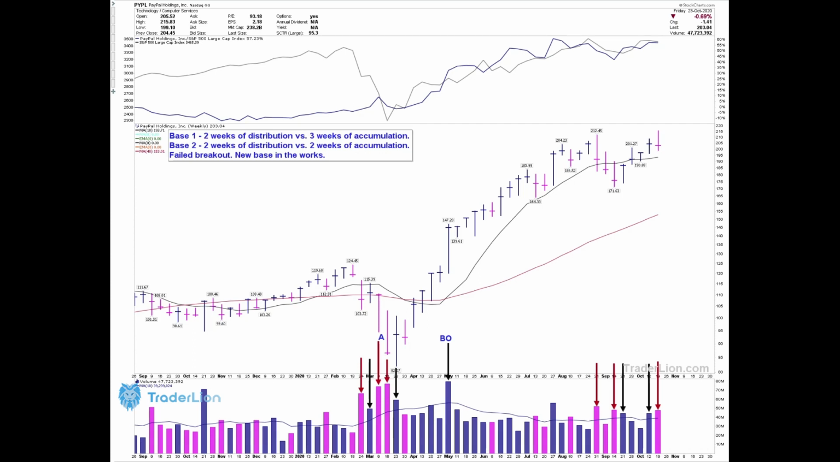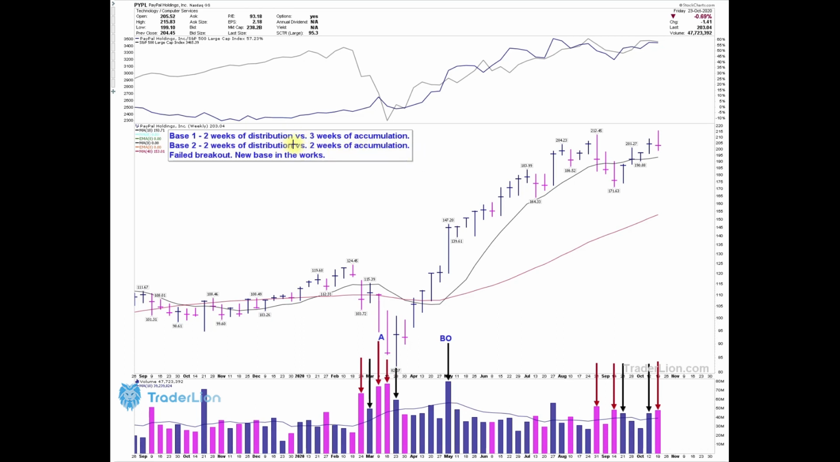So let's go ahead and take a look at a couple examples of how it looks comparing distribution versus accumulation in a stock's weekly chart. What we've got up on the screen is PayPal's weekly chart. Let's take a look at how we analyzed base number one, which I have labeled here, 2 weeks of distribution versus 3 weeks of accumulation.